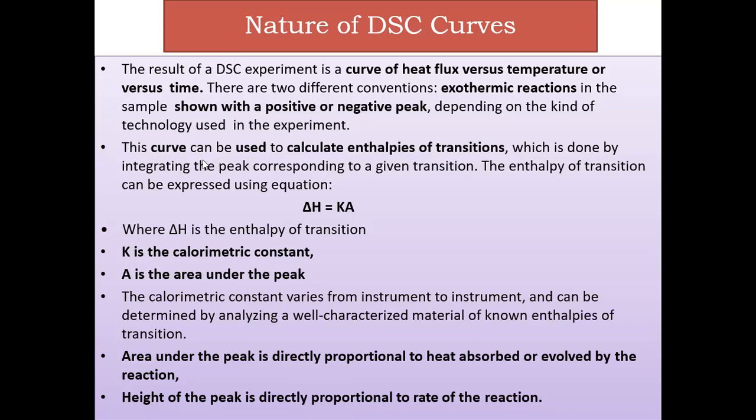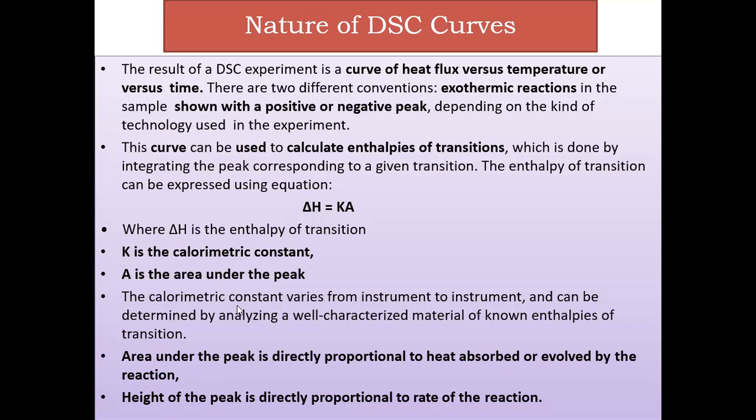And this curve, whatever we obtained, can be used to calculate the enthalpies of your transition, which is done by integrating the peak corresponding to a given transition. The enthalpy of transition can be calculated using the formula delta H is equal to KA. Here delta H is the enthalpy of transition that has to be calculated, K is the calorimetric constant, and A is the area under the peak.